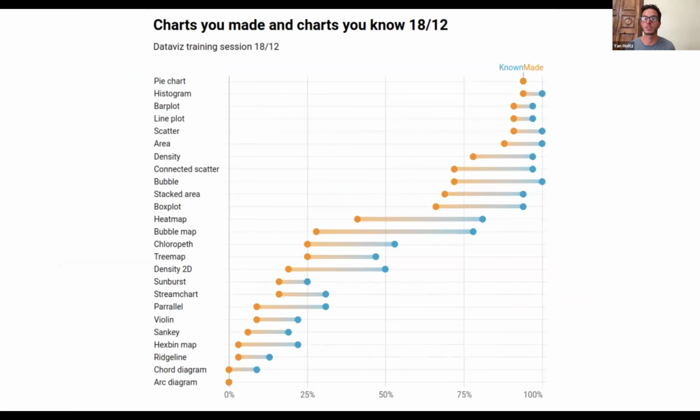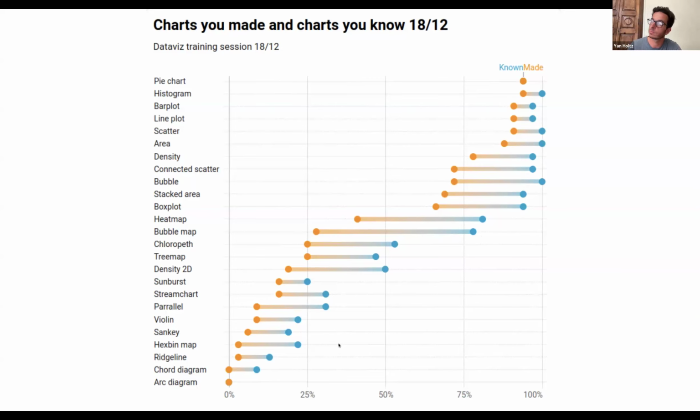That's the result of something that people did during a conference. Basically, they asked people at a database conference if they knew about a specific chart type and if they had made it already. So if I take the box plot, for instance, about 70% of the people made one already, and almost everyone knew about it already. But more interestingly, if we talk about the chord diagram here, almost no one made one already, and less than 10% of the people even knew what it was, and it was a database conference.